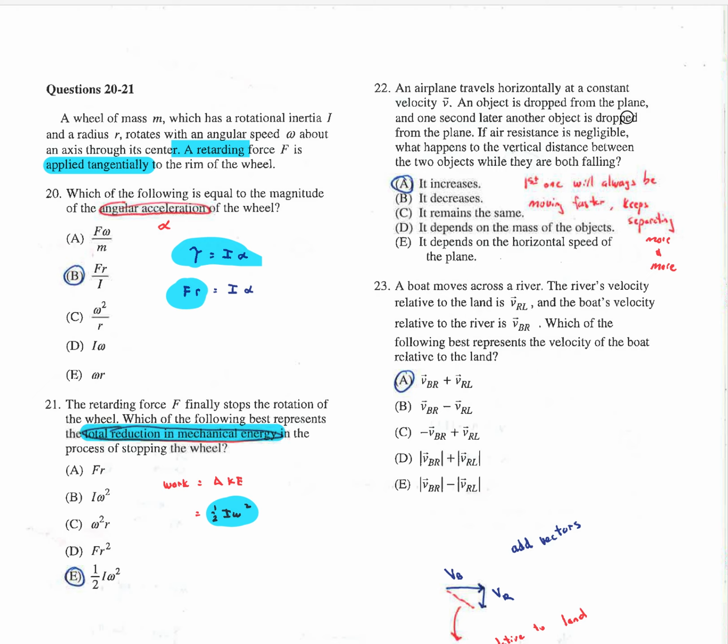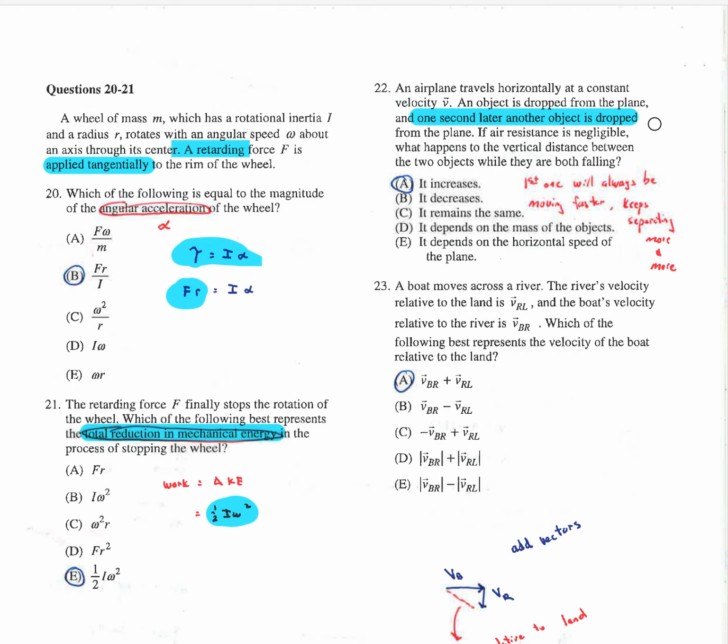Okay, so we drop something, and then we drop another one 1 second later. And again, you got to think about, they're both going to be accelerating at the same rate. I get that. But the first one will always be moving faster. So when the second one gets dropped, the first one is already going 9.8 meters per second.